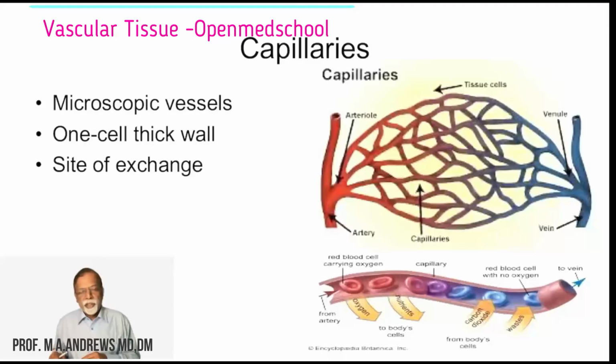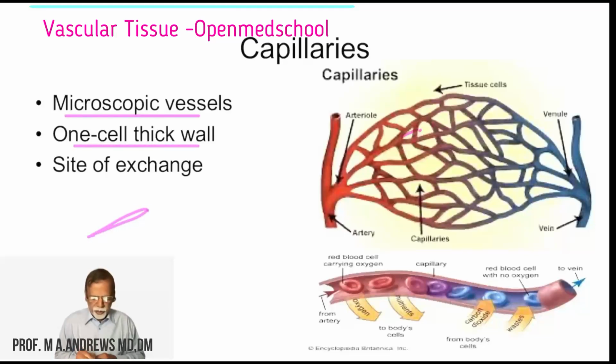So capillaries are very essential for tissue perfusion. They are microscopic vessels. You can see the arteries divide into arterioles and finally form a network which is microscopic. And it is a one cell thick wall. I already mentioned the thickness of the capillaries is only one cell. So it is a very thin vessel.